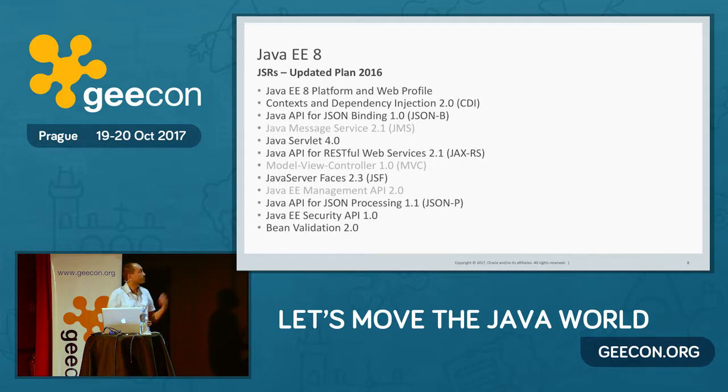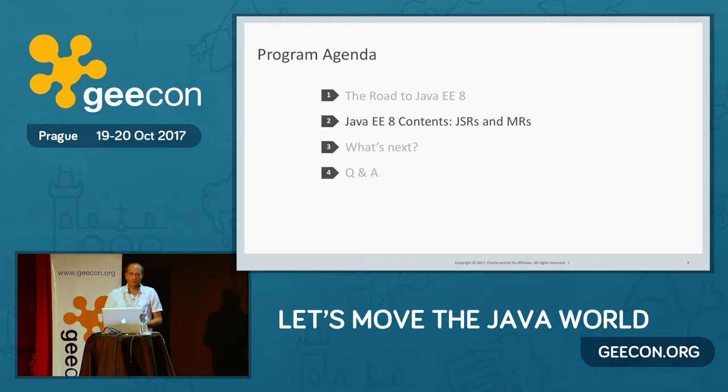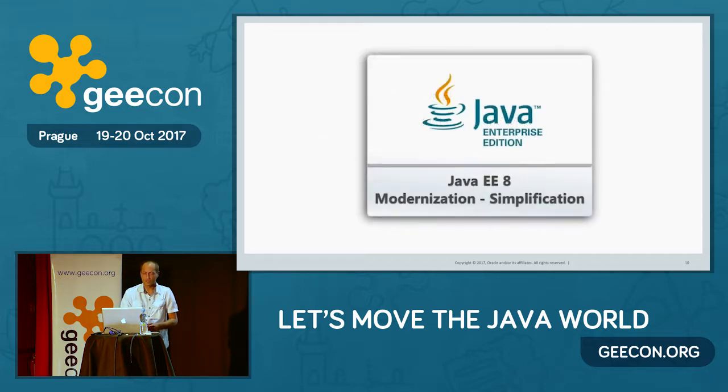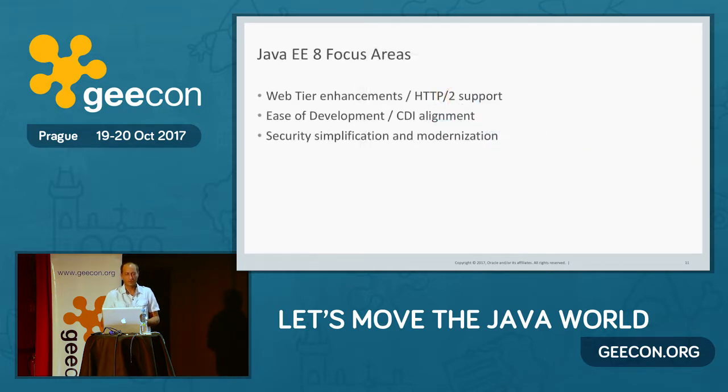So the updated plan was like this. Basically, we excluded Java Messaging Service, MVC, and Java EE management APIs. But the rest remained unchanged, with some minor updates within the scope of what to do. So let's go through the content of EE8 in terms of JSRs. The main focus area of EE8 was modernization and simplification. This means enhancements in the web tier area, mainly HTTP2 support, ease of development in terms of CDI alignment, and improvements in the security area. Basically, there is a completely new Java security JSR.